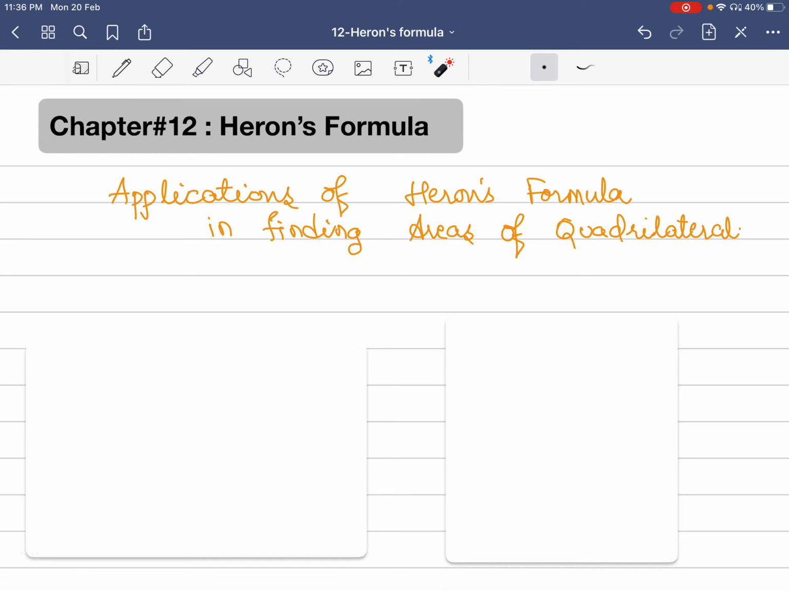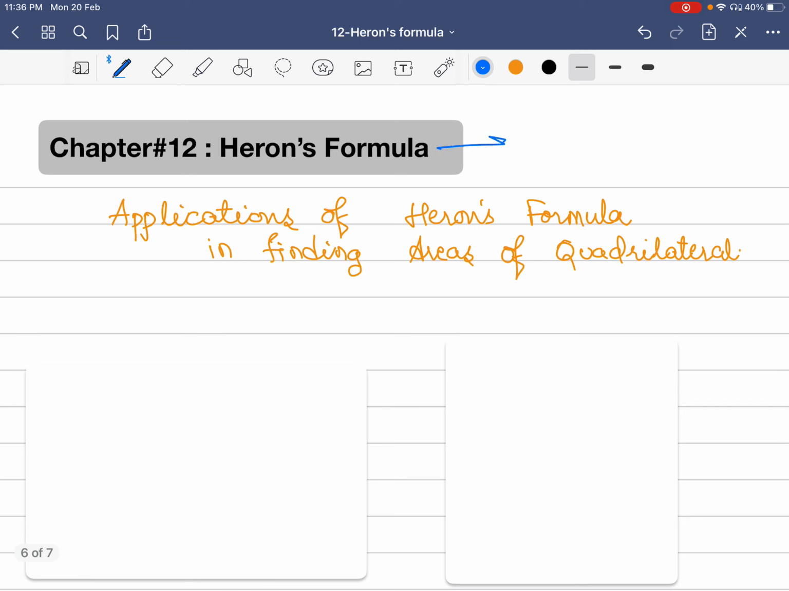So in this video, we're going to see an interesting topic with respect to chapter number 12, Heron's formula. And the topic reads, applications of Heron's formula in finding areas of quadrilateral. Now this is very interesting because so far we have seen Heron's formula to find out the area of a triangle. So I'm just going to make a note of that. So we have used Heron's formula to find the area of a triangle.